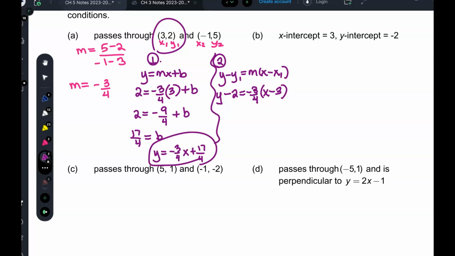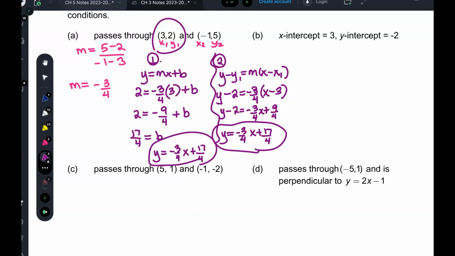So if you start with point slope form, I have negative 3/4 x plus 9/4. And now if I just add 2, which we already did that work here, we get negative 3/4 x plus 17/4. There are fewer steps. It's the same amount of computation, if you will. It's just a different way to do it, okay?